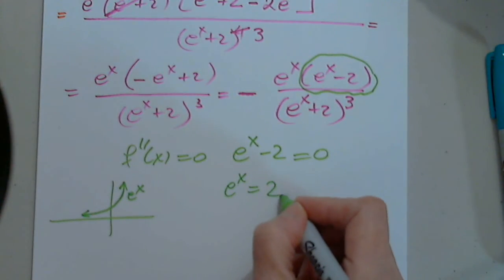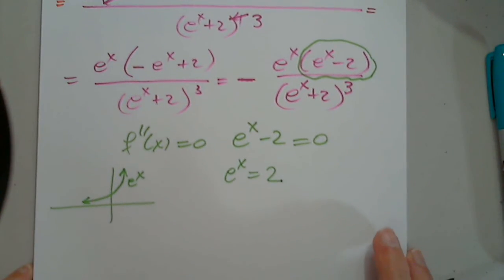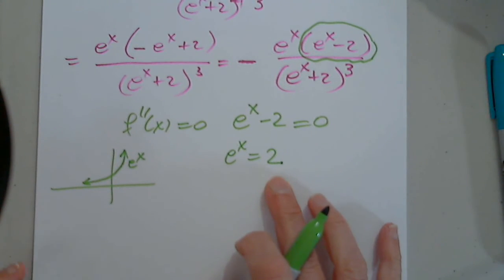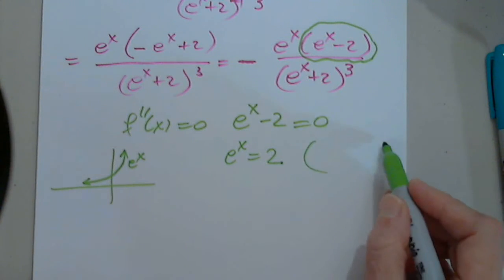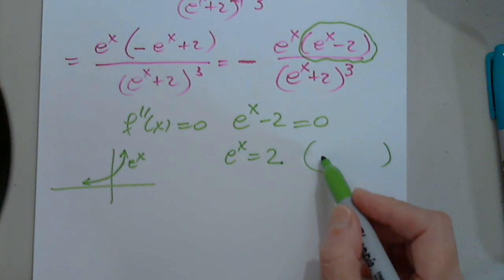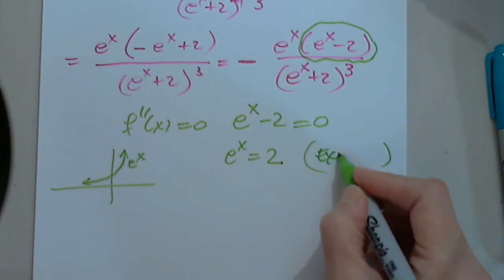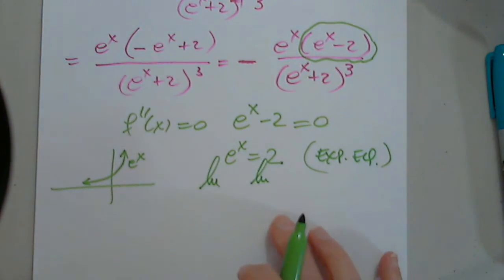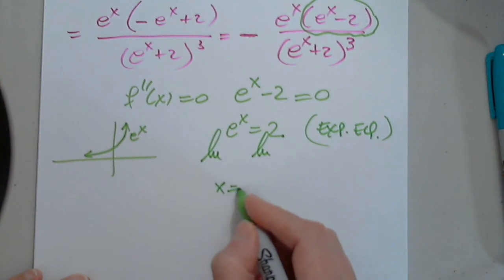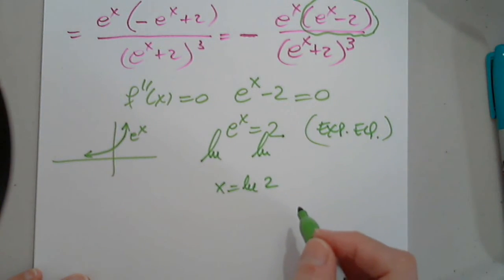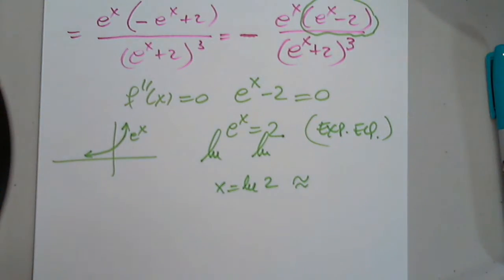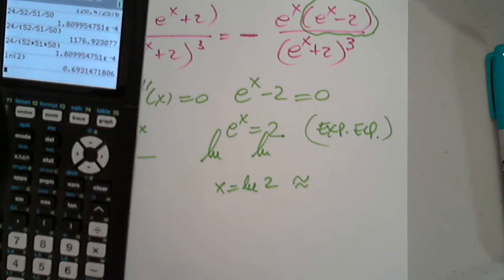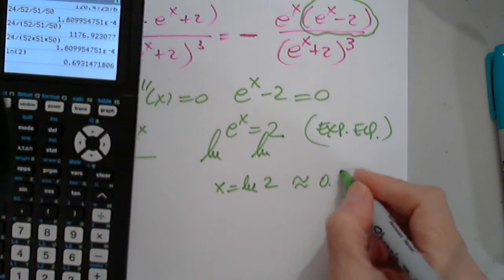Or e to the x equal to 2. And we know how to solve such an equation. How do we solve such an equation? And what type of equation is it? Log. We apply log, but it's an exponential equation. Correct. So we apply natural log here and natural log here. X equals natural log 2. So this is a positive number, approximately 0.69.